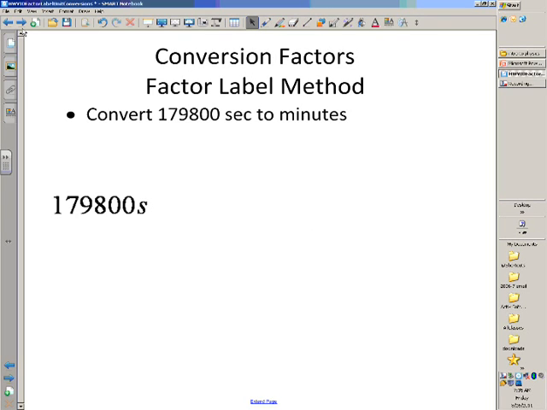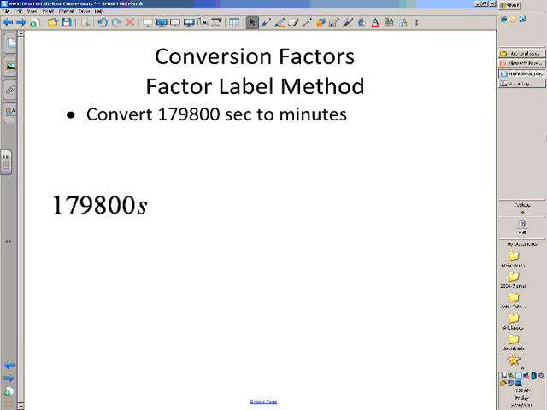Convert 179,800 seconds to minutes. If you want, just press pause right here, do it real quick, and then you can come back and watch me, or you can just check out the answer. But I'm going to do it here in a second. So if you want to, press pause. I'll come back in a couple of seconds and show you how to do it.